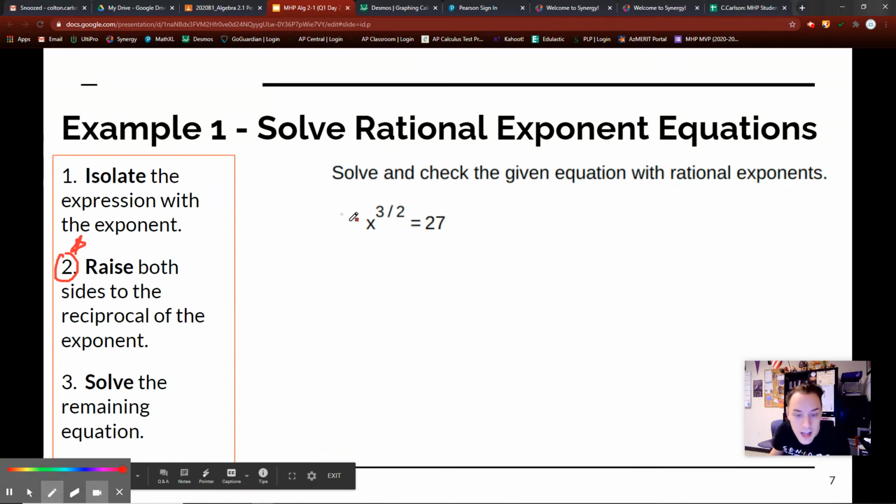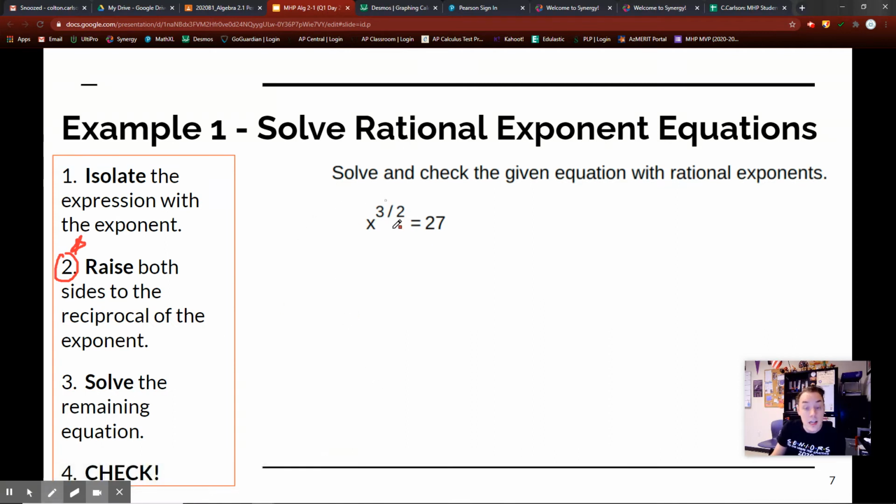So let's get started. Isolate the expression with the exponent. X has an exponent. It's isolated. Fantastic. Done. Raise both sides to the reciprocal of the exponent. What's the reciprocal of 3/2? That is 2 all over 3. Okay, that's the reciprocal. What happens is I need to do what I do to one side to the other, the whole of the other. So that's what I'm going to do.